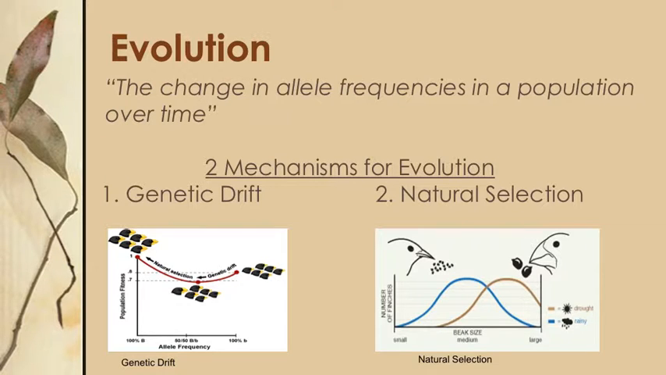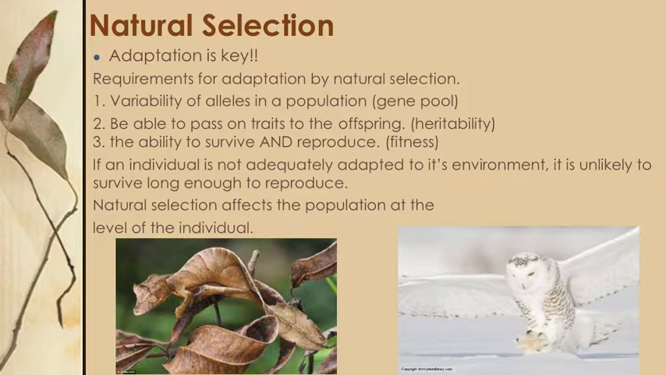Evolution is defined as the change in allele frequencies in a population over time. Two mechanisms for evolution are genetic drift and natural selection. Natural selection is a mechanism for evolution. Adaptation to an environment is key to being successful in nature.